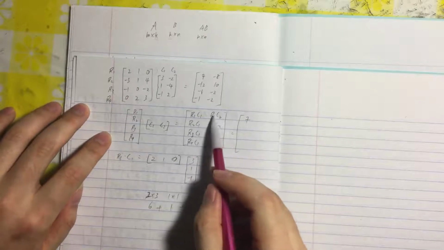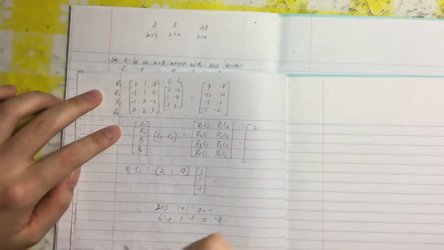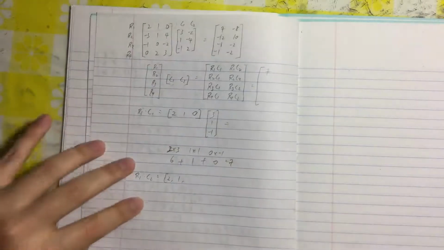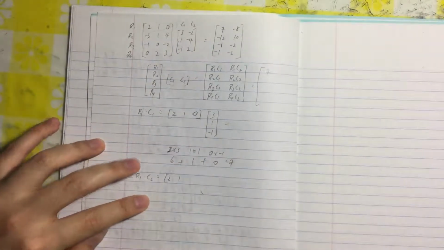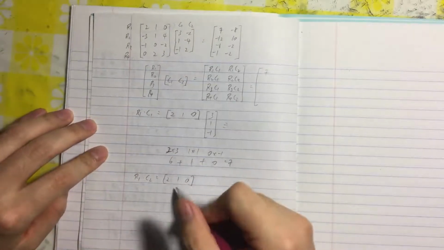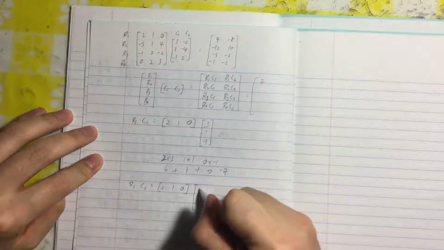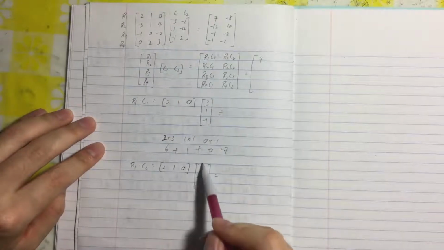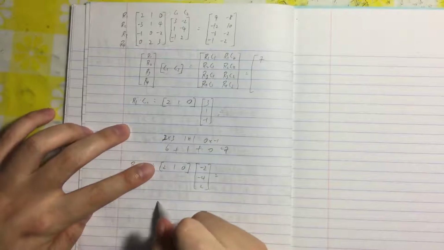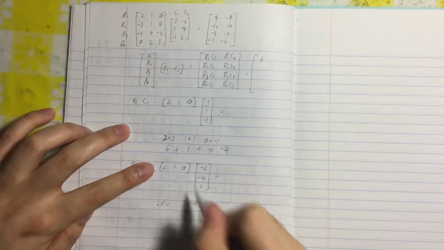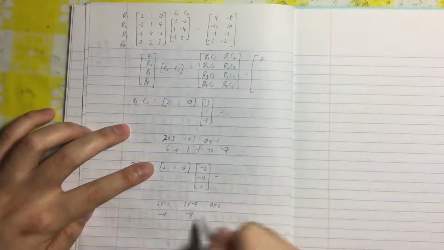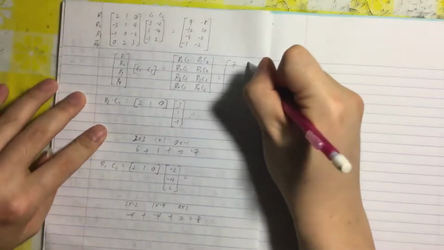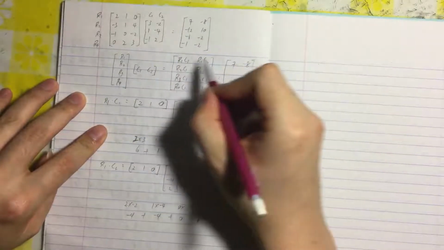Next, R1 times C2. That's R1: 2, 1, 0. There are no commas here. C2 is a column vector: negative 2, negative 4, 2. When we multiply two matrices, we multiply the corresponding entries and then add them up. 2 times negative 2, 1 times negative 4, 0 times 2. That's negative 4, negative 4, 0. Add them up. We get negative 8. That's how we compute R1 times C1, R1 times C2.